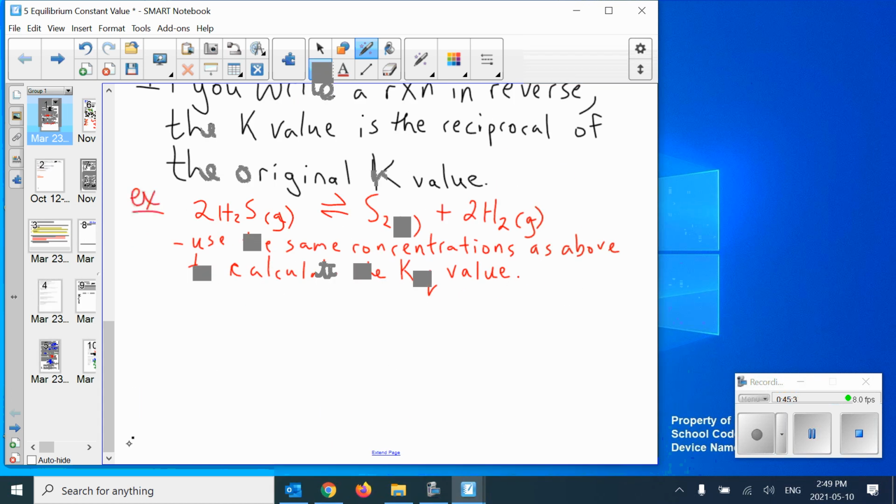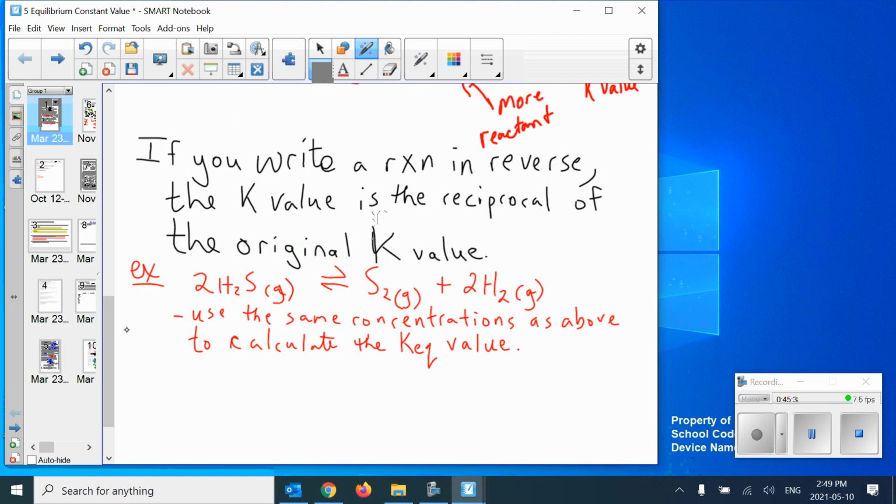Underneath here, this refers to something that you can have on hand. If you write a reaction in reverse, the K value is the reciprocal of the original K value. So I'll show you what I mean. For example, that reaction above, the top, I've written in reverse: 2H2S gives you S2 and 2H2. Use the same concentrations as given at the top to calculate the K value.